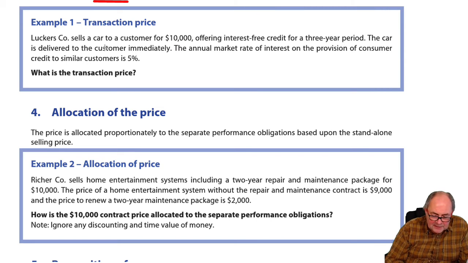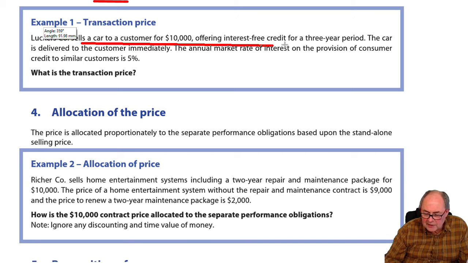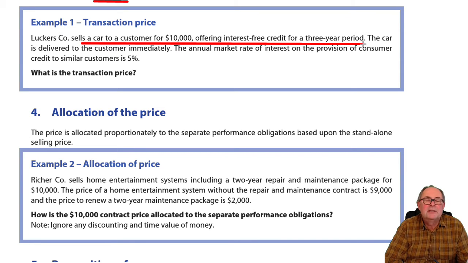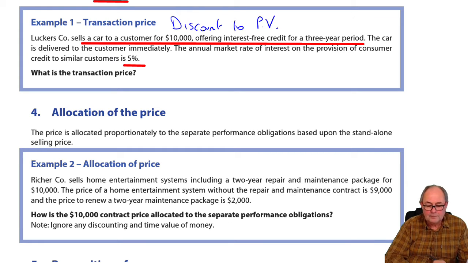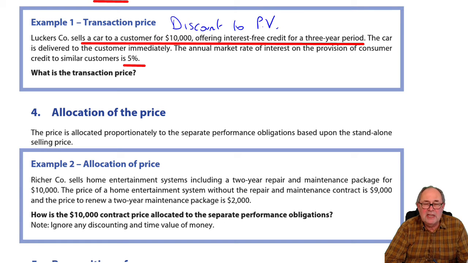So this company sells the car for 10,000. You don't need to pay for 3 years. I don't think I'd offer that. I'd be worried about them running away with the car. But anyway, normal interest rate is 5%. It needs discounting to present value. So we're going to have to do some discounting to present value, so we need to do that to measure the consideration at much more of a fair value. So we'll see how that works over the 3 years of the contract.